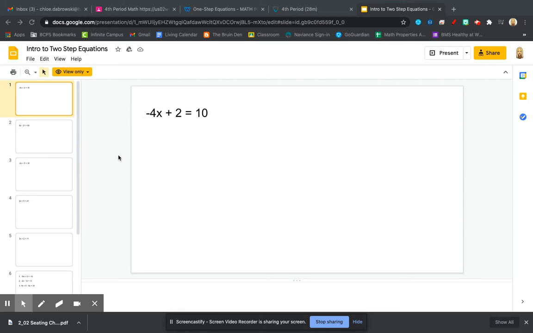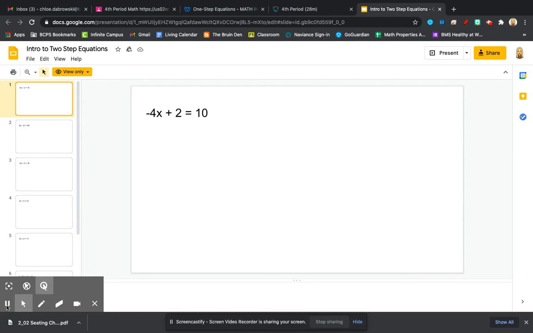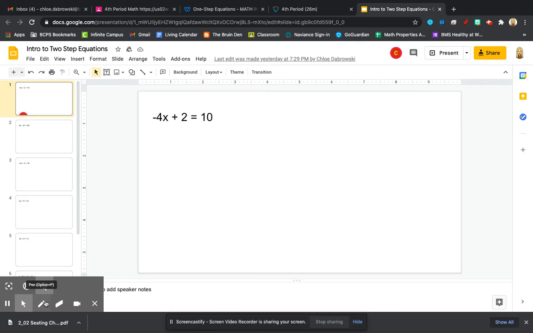Hey Bears, so today we are going to talk about how to solve two-step equations. Last week we kind of focused on these one-step equations. Today we're going to talk about what happens when there are two steps.